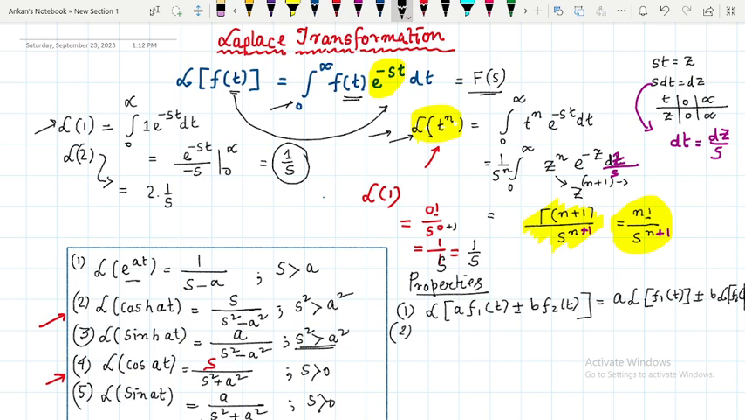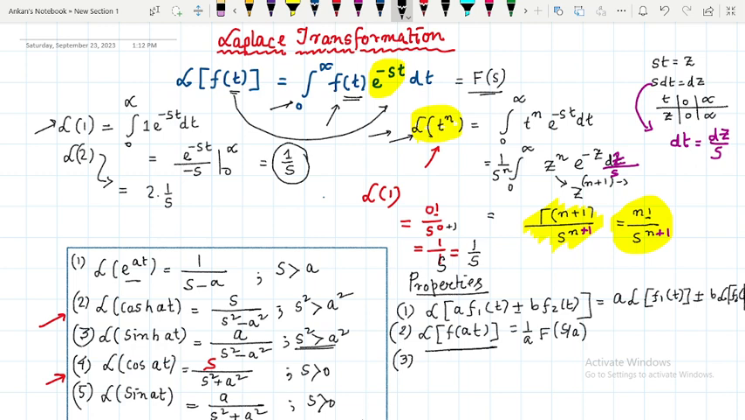The next one is the scale changing property. Suppose you are given the function f(at). The Laplace transform of this becomes 1 by a times F of s by a. It is very simple to prove. By putting this function into the definition, you can obtain this. This is called the change of scale property.